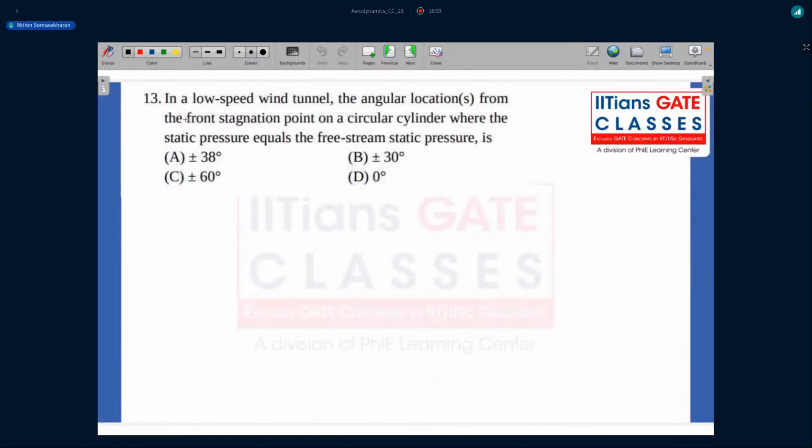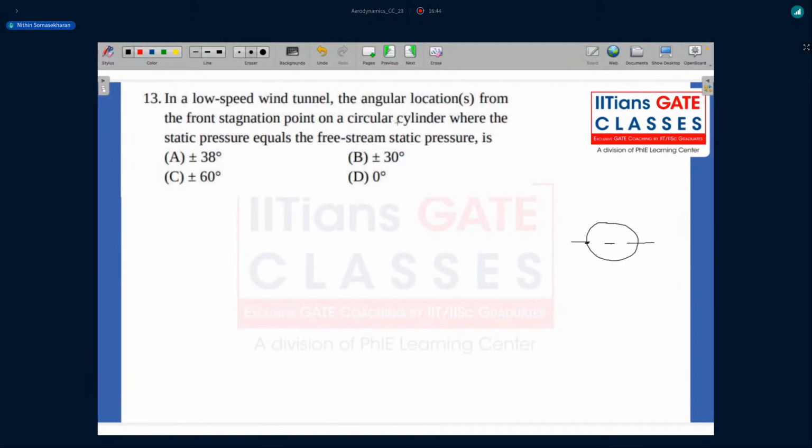So let's look at the next problem. In a low-speed wind tunnel, the angular locations from the front stagnation point on a circular cylinder where the static pressure equals free stream static pressure. So even in yesterday's session, we did a problem which is very similar. So what they're asking is, you have a cylinder in a low-speed wind tunnel, and this is your front stagnation point. From the front stagnation point, you need to find the points on the surface of the cylinder.